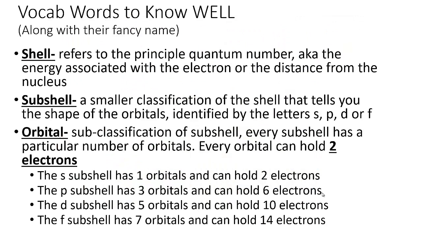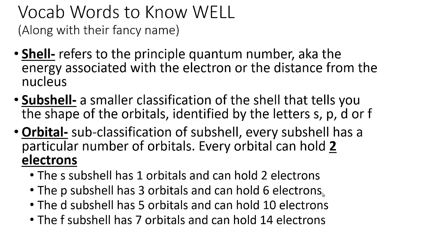These are things you need to know well. So I've used the word shell a couple of times, and I've also used energy. They're basically the same thing. The shell tells you how far away from the nucleus you are. It also tells you the energy that's associated with that electron. So the lower shells, your 1, your 2, your 3, those are going to be low energy, your 4s, 5s, 6s, etc. The further you are from the nucleus, the more energetic you are.